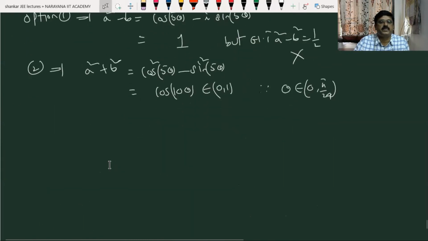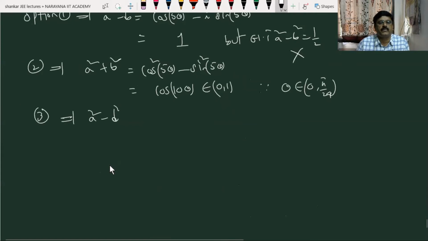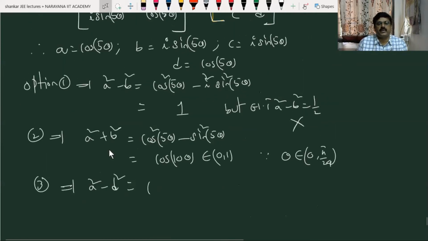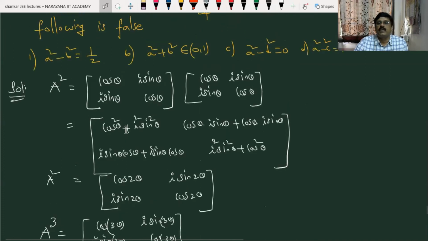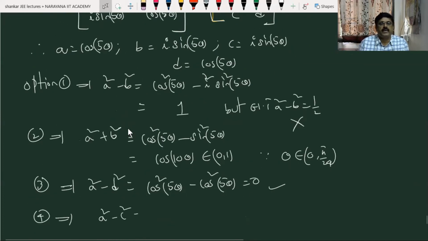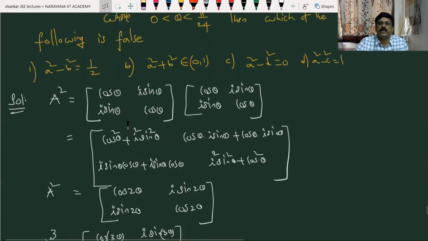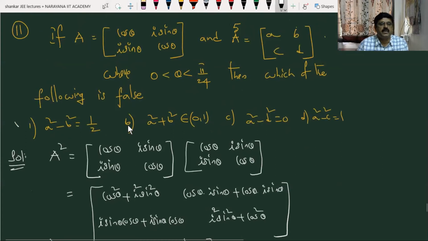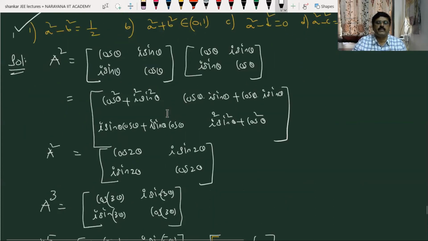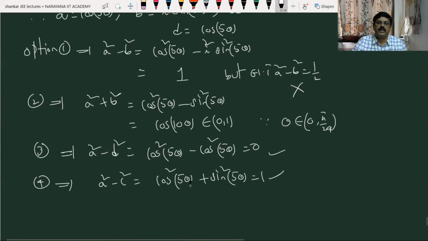Next, option 3, A square minus D square, students. A square minus D square means cos square 5 theta minus D square, again cos square 5 theta, which is 0. It is also correct, students. Fourth option is A square minus C square, that is cos square 5 theta minus C square, which means minus i square, means plus sin square 5 theta will come. That is also 1. They gave that also as 1. So as per the question, which of the following is false, we have to opt option 1, students. See how this problem is given. Theta belongs to 0 to pi by 24, so the 10 theta angle also gives a positive value of cos of 10 theta, undoubtedly.